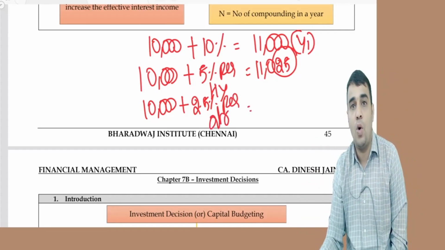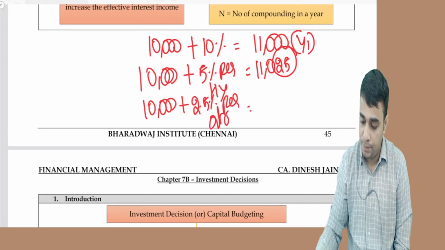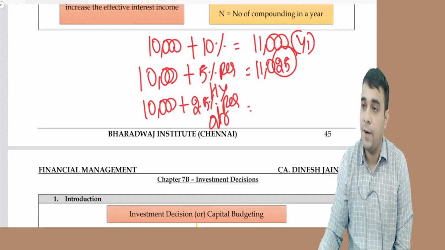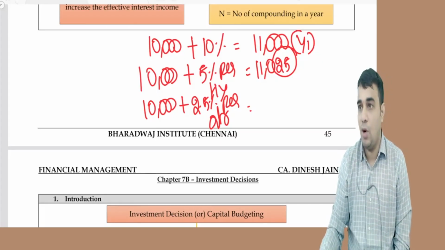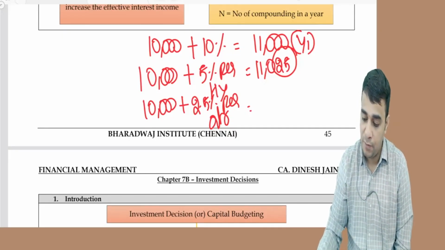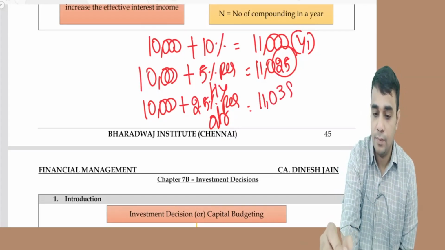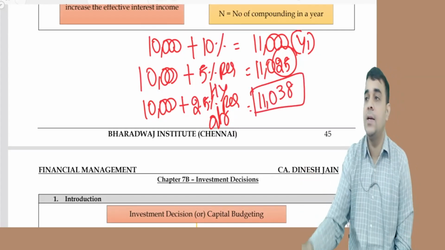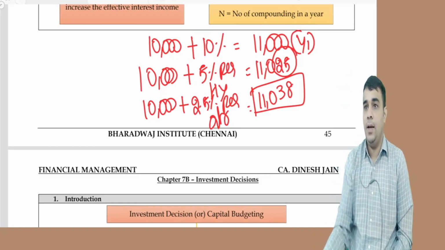2.5% per quarter. Now you will earn even more. How much more? In the calculator: 10,000 plus 2.5% for the first quarter, 2.5% for the second quarter, 2.5% for the third quarter, 2.5% for the fourth quarter. You get how much? 11,038. This extra is called interest on interest.